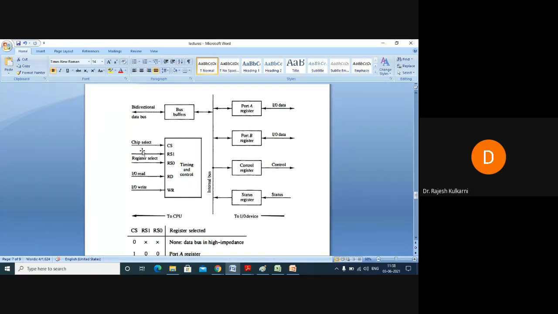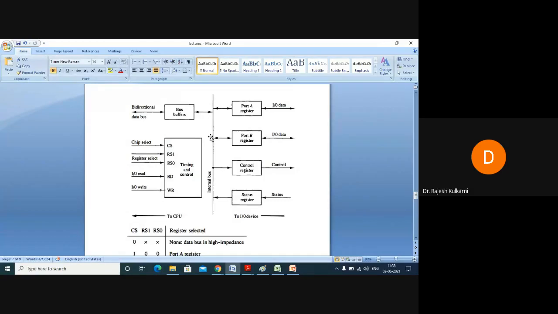For example, the chip select and register select RS1 and RS0 define the address lines. And these two define the read and write: the IO read, input read, output read, input write, output write. IO write, basically read and write. You remember it as read and write.